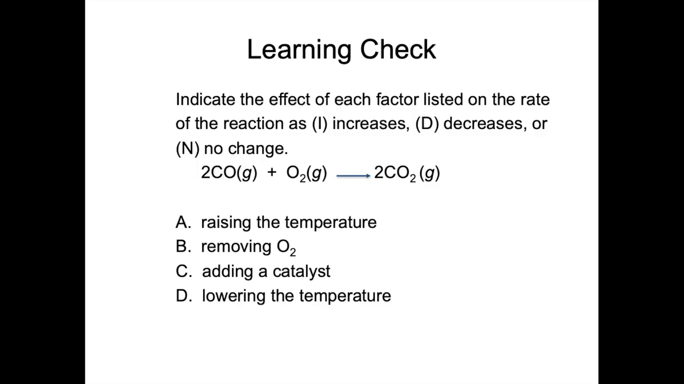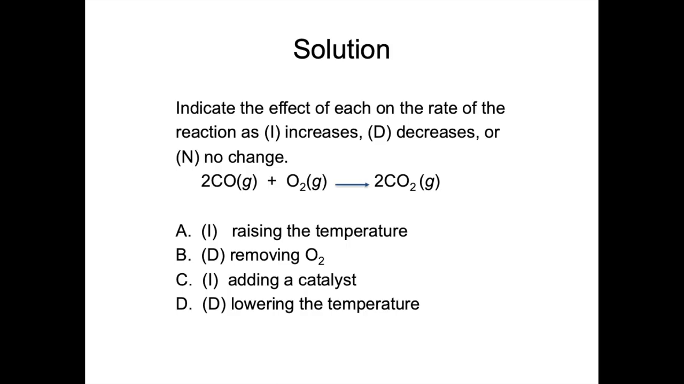Okay, and so if you're back, here are the answers. If you raise the temperature, again the reaction will speed up because you have more kinetic energy for your molecules. They're going to have more successful collisions. Removing oxygen, again, here it's not removing all the oxygen, just removing some of it, lowering its concentration. Adding a catalyst, we've already seen that will automatically increase your rate. And lowering the temperature is the opposite of A, so you're going to have the opposite effect.